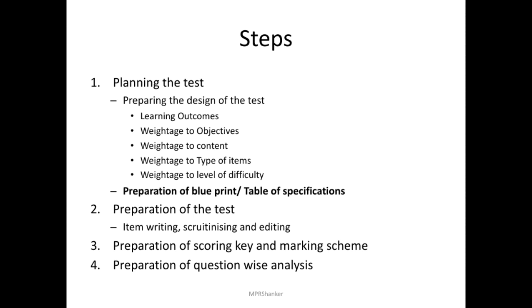that deals with the unit and the subtopics included in the unit for the test. Next is weightage to type of items. Type of items, as we know, we have already looked into three types of test items that are generally used in achievement tests, that are objective items, short answer items, and essay type items, long answer type items. Then the weightage to level of difficulty, that deals with the difficulty index of the test.